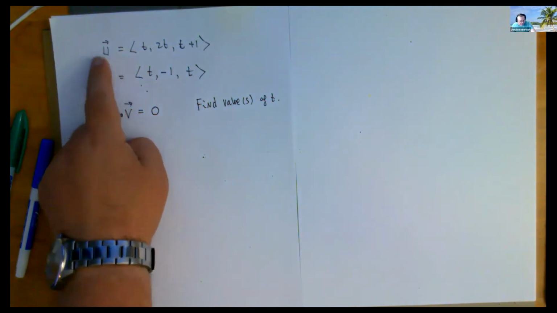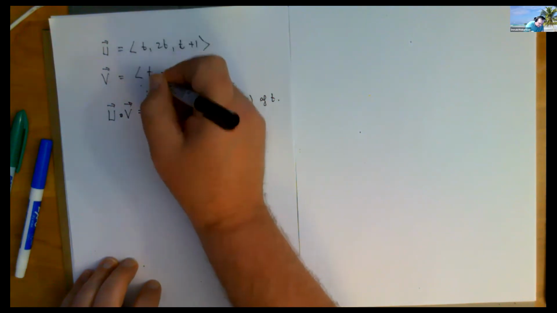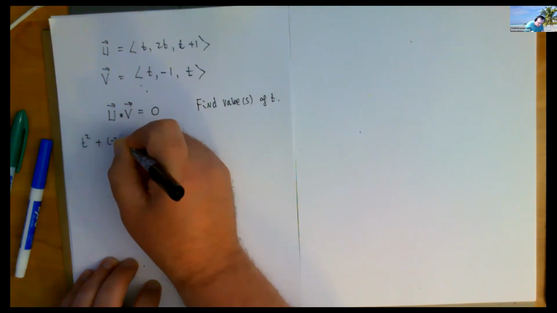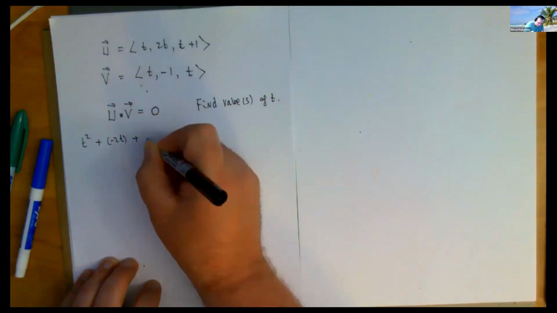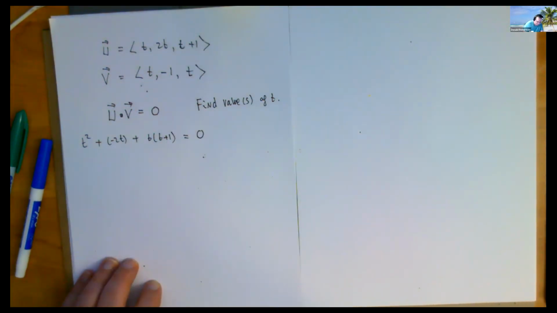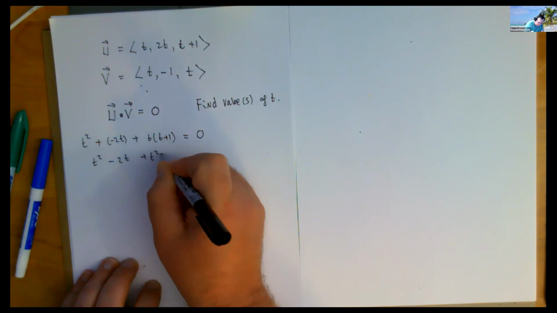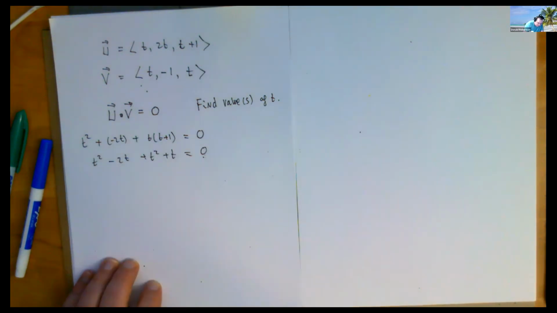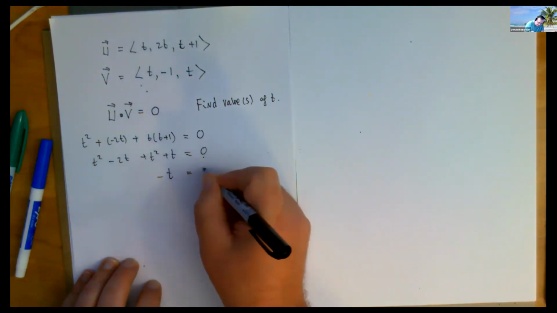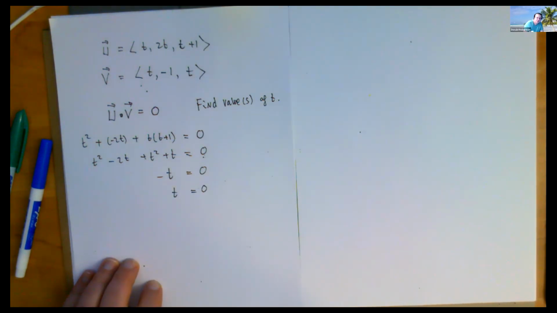Well, since you're told that they're at 90 degrees, you write down this. Now I'm going to do the dot product. So that times that is t squared, plus that times that is negative 2t, plus that times that is t lots of t plus 1, and the whole thing is going to equal 0. So that means t squared, take away 2t, plus t squared plus t equals 0. And in this case, I could have made this a harder question. So t equals 0 is the only solution.